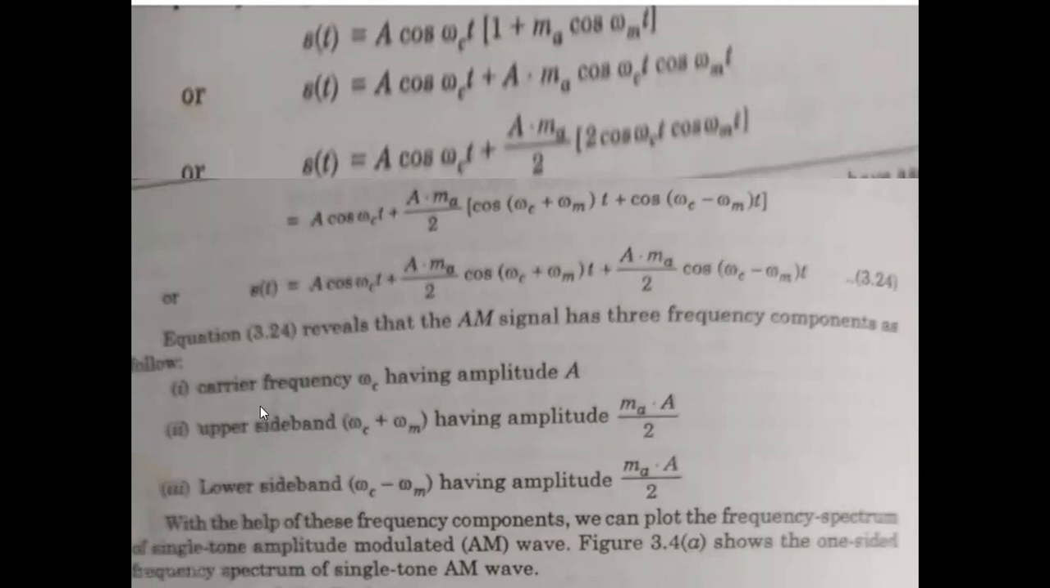In this equation, there is a carrier frequency signal at omega c, and the magnitude is A. The upper sideband signal is present at omega c plus omega m, and the magnitude is mA by 2. The lower sideband signal is at omega c minus omega m, also having the magnitude mA by 2. So both the magnitudes of the lower sideband and upper sideband are the same, that is mA by 2.